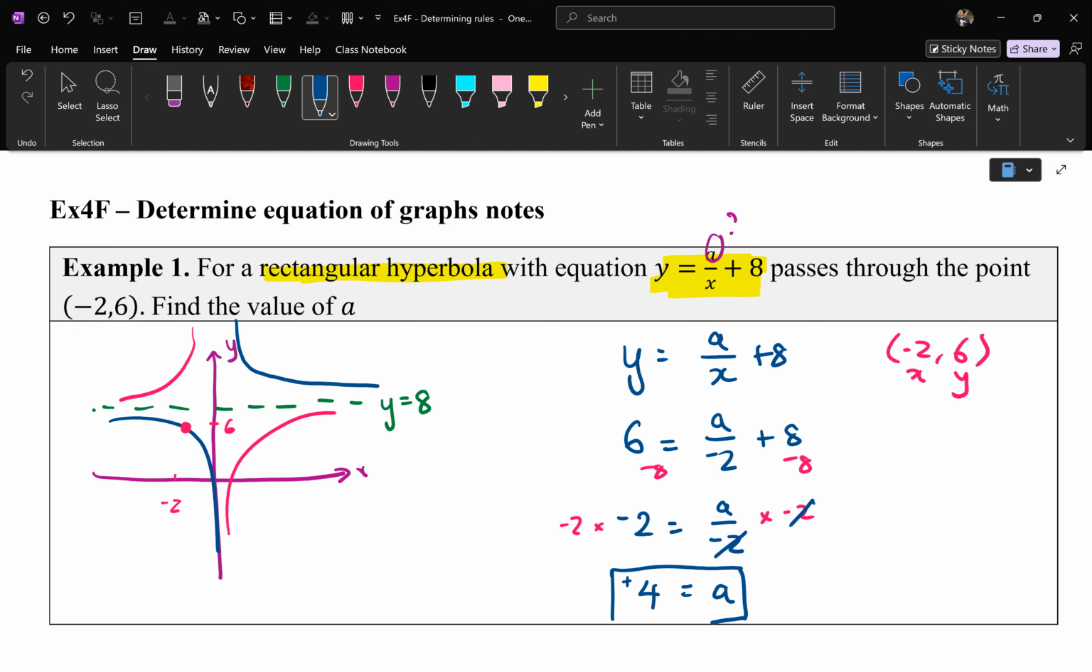So even though I didn't know what A was before, I knew one thing just from looking at the graph: I knew it had to be a positive number. And that was just my analysis of the fact that +8 shifts it up by 8, so the asymptote is at 8. Then they told me it passes through (-2, 6). It was impossible for that point to be up here.